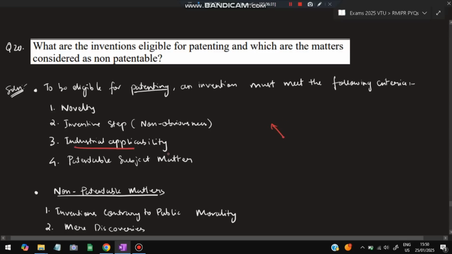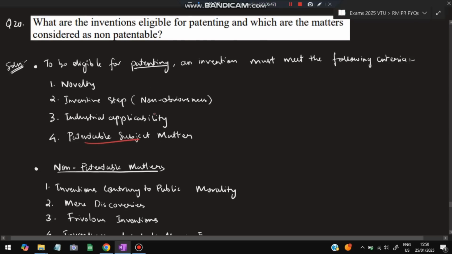Third is industrial applicability. It should be useful, it should not be useless. And fourth is patentable subject matter. That means the invention should fall under the categories recognized by the patent law, such as process, machine, article of manufacture, composition of matter and so on. It should come under these categories, okay.